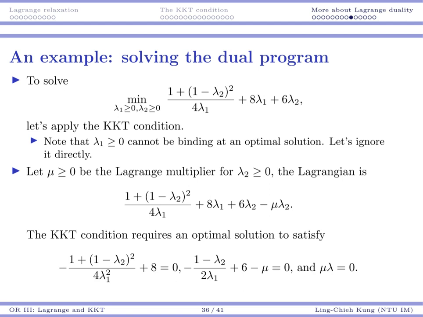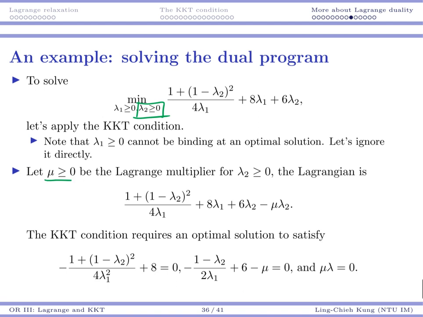Here, one thing we may see is that lambda 1 must be positive because it cannot be 0, right? So in that case, we know this particular lambda 1 can never be binding. So lambda 1 cannot be 0. So let's ignore this constraint directly. So in that case, you have only one constraint remains. The only thing that you don't know is whether lambda 2 would be 0 or positive.